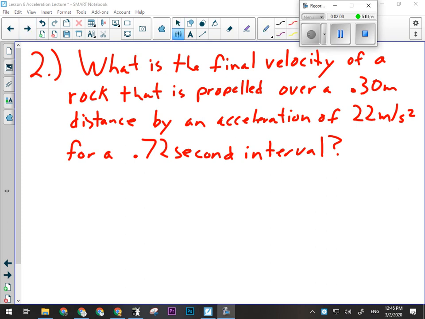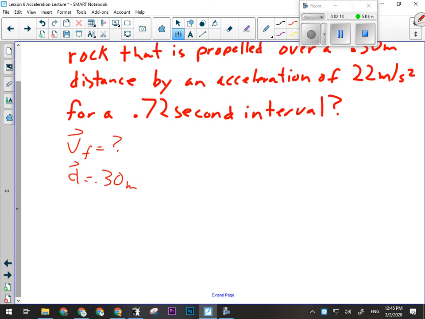So on this one, we're looking for the final velocity. Okay, so we're looking for VF of a rock that's propelled over a displacement of 0.30 meters. Okay, by an acceleration of 22 meters per second squared. Okay, for 0.72 seconds. All right, so I'm looking for a VF. I have D, A, and T, right?